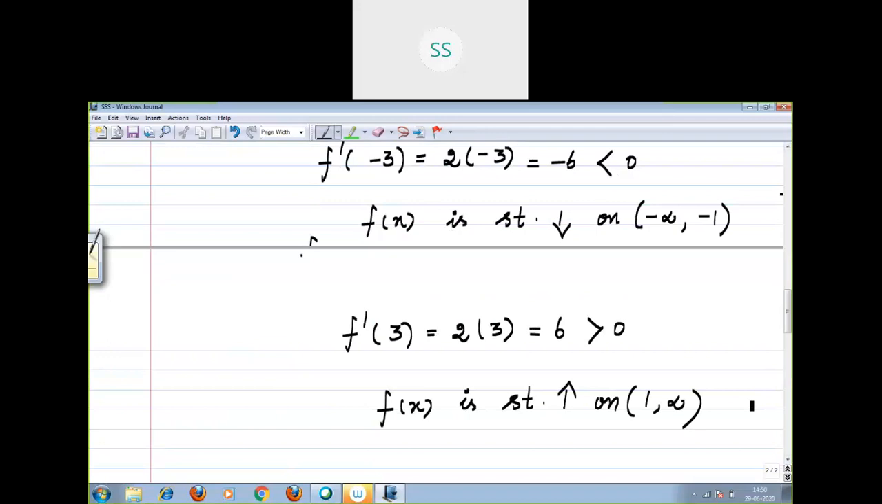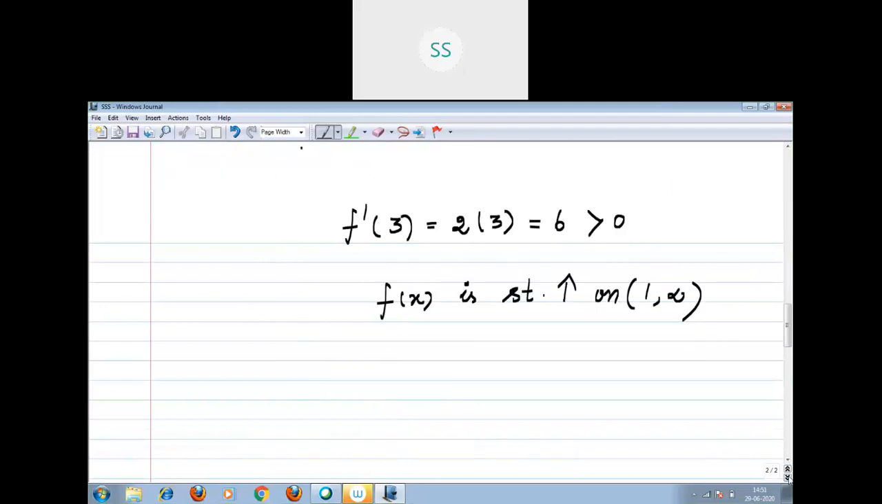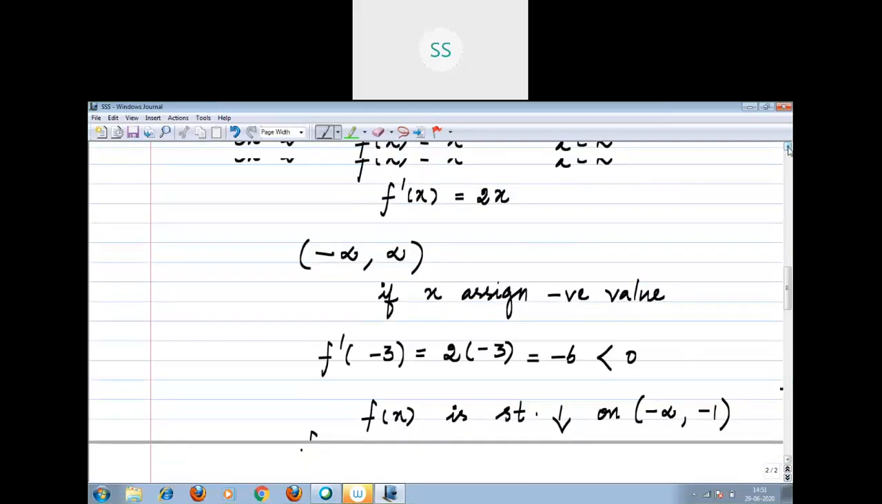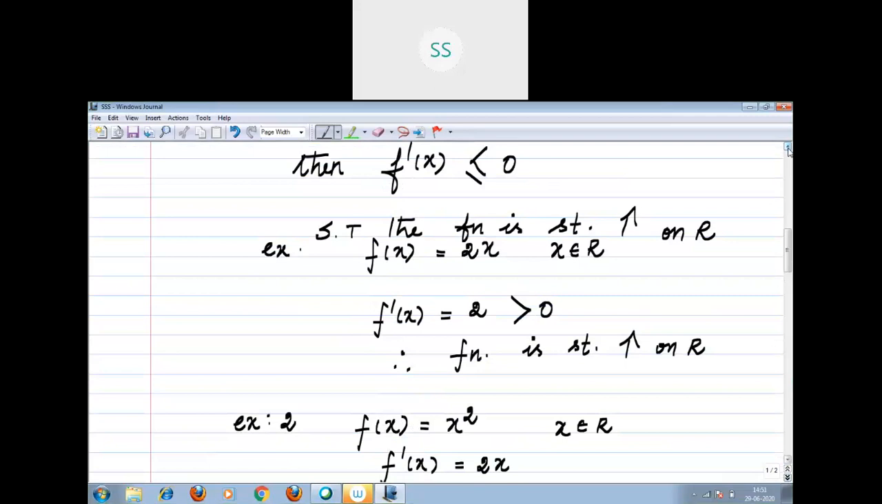Now you understand the difference between the first example and the second example. In the first example, I discussed showing that the function is strictly increasing on R. The function I gave was 2x. When you differentiate, you get only 2. The numerical value alone is there. There is no x, so you cannot substitute any value of x. Definitely 2 is greater than 0. Did you agree or not? Yes. So therefore the function is strictly increasing.